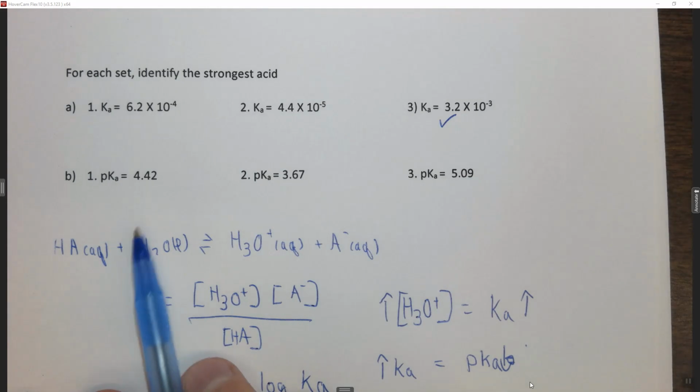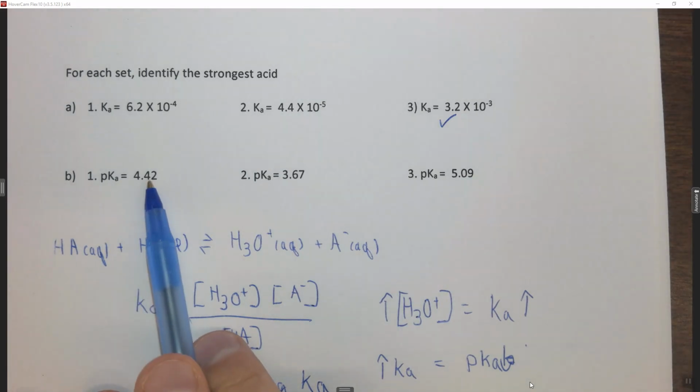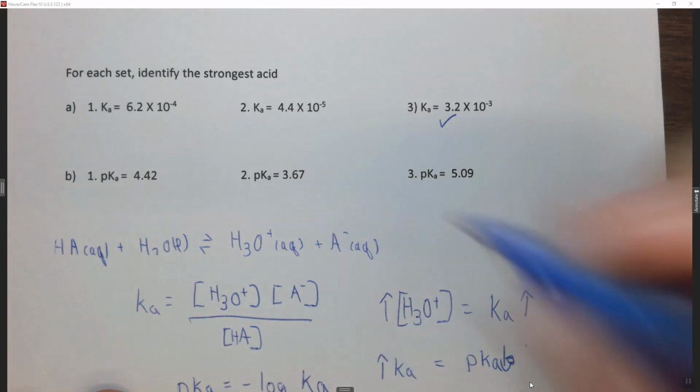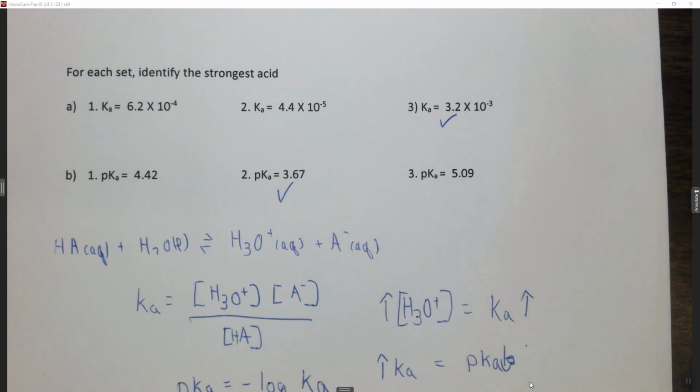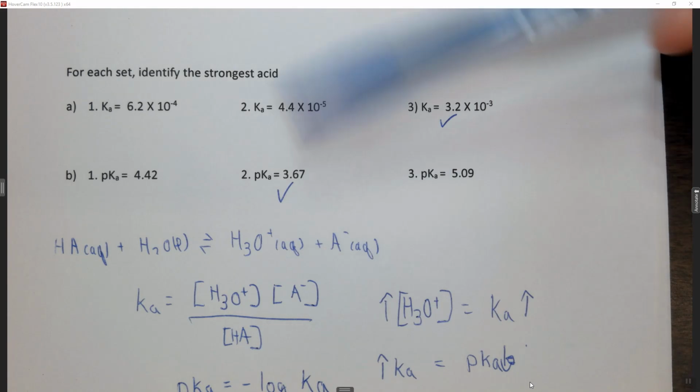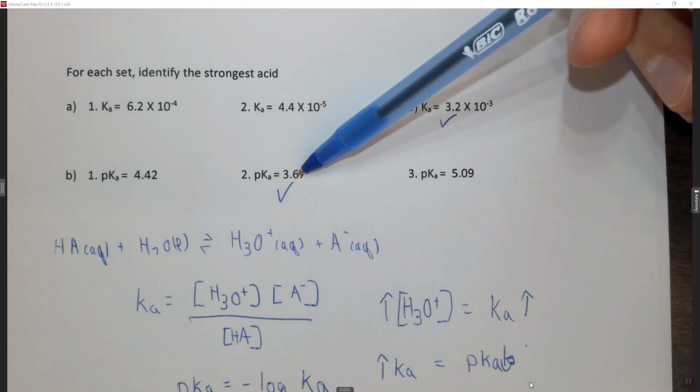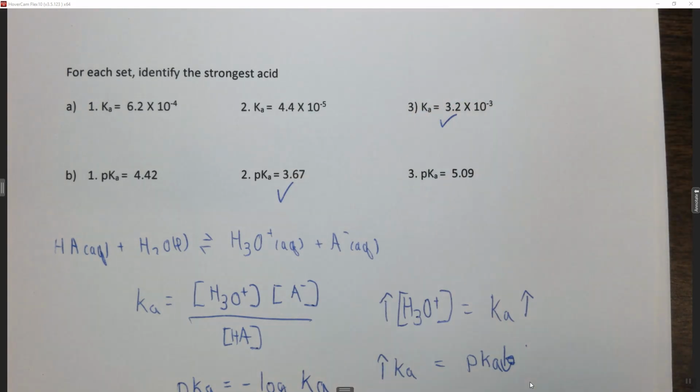Remember, the pKa's are the opposite. The smaller the pKa, the stronger the acid. All right, chemists will tend to like to use pKa's, like they like to use pH's, instead of concentration of H3O+'s. So it's important to remember that if the pKa is smaller, the acid is going to be stronger. If the Ka is larger, the acid is going to be stronger.